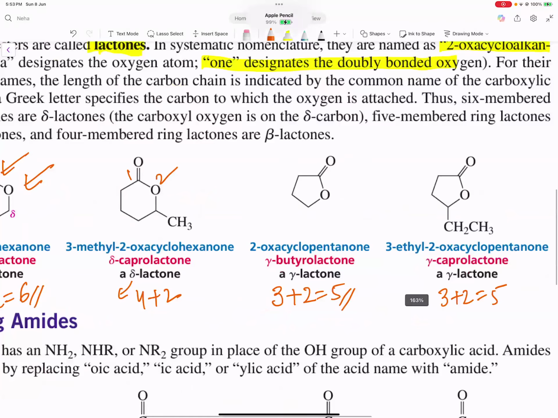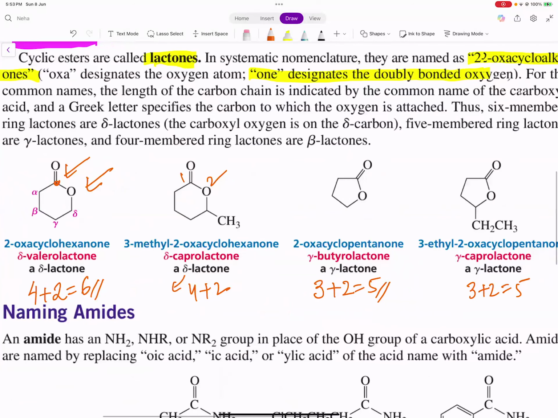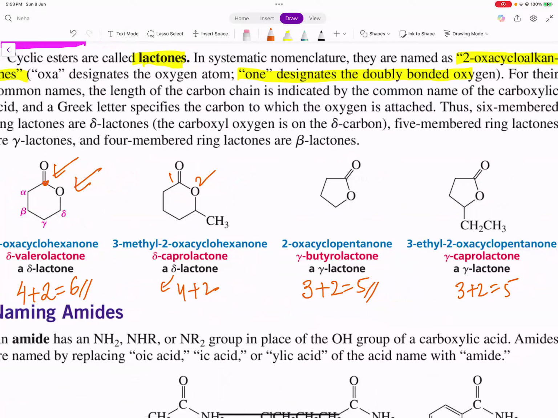So cyclic esters are called lactones and they are named like this. Again, C double bond O is given position one and the oxygen is given two. And then we go around the usual way. So here it is 3-methyl, right? And again, 3, 1, 2, 3. Okay, so it is like this.